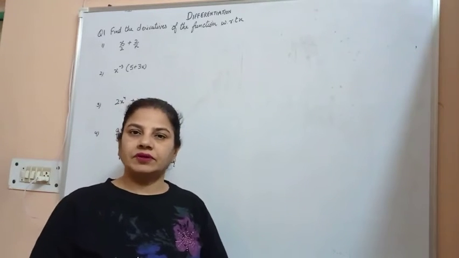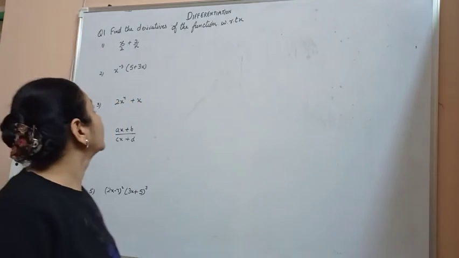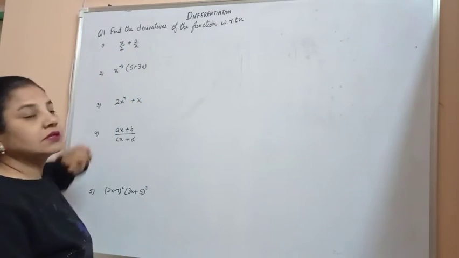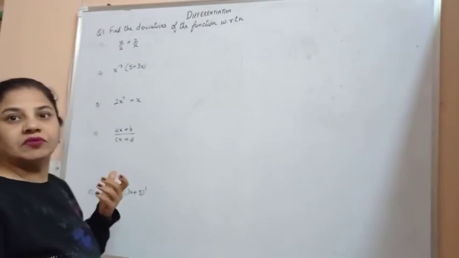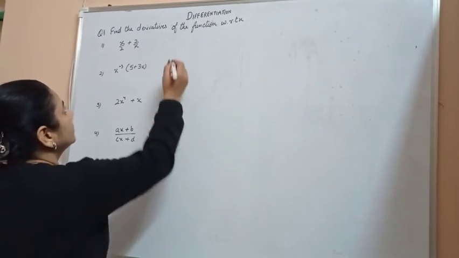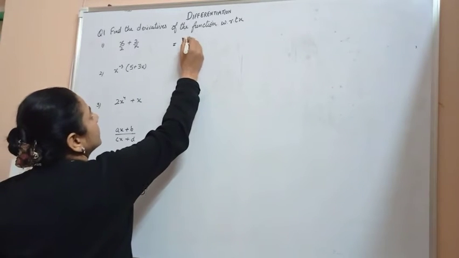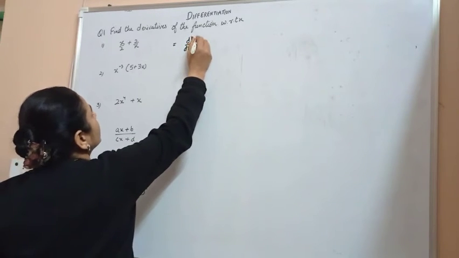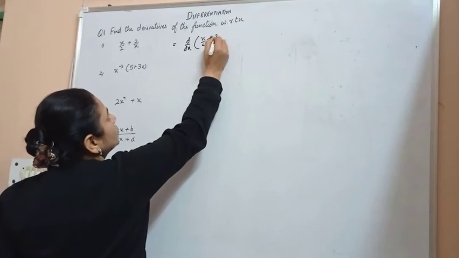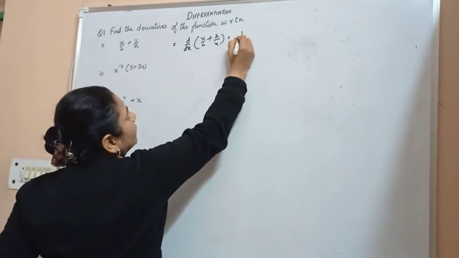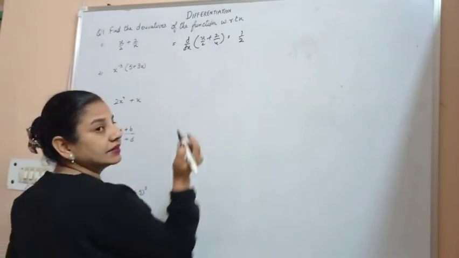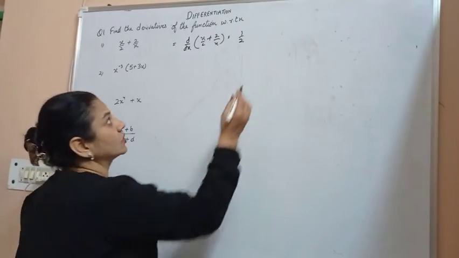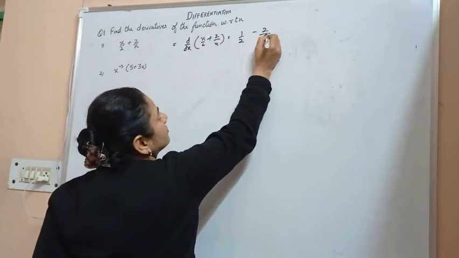Find the derivative of the given function with respect to x: x by 2 plus 2 by x. To get the derivative of this, we know that derivative of x is 1. So we can write here d by dx of x by 2 plus 2 by x is 1 by 2, as derivative of x is 1 by 2, and the derivative of 1 by x is minus 1 by x square. So you will have 2 upon x square.